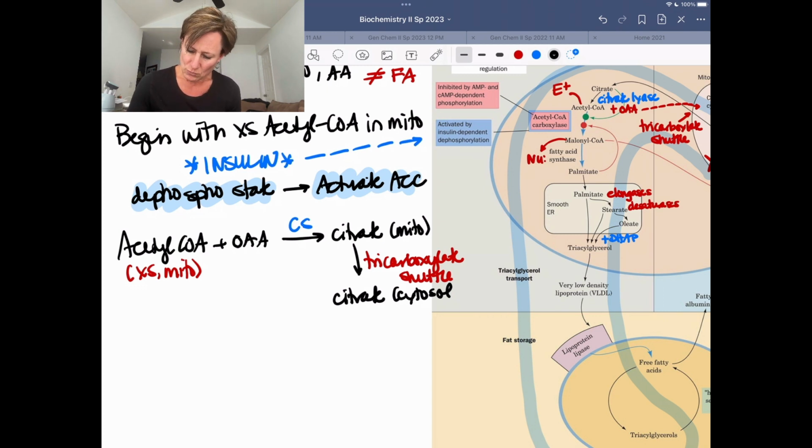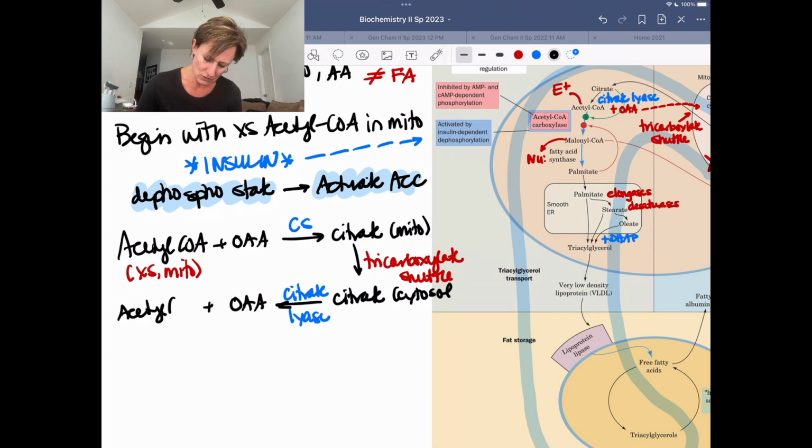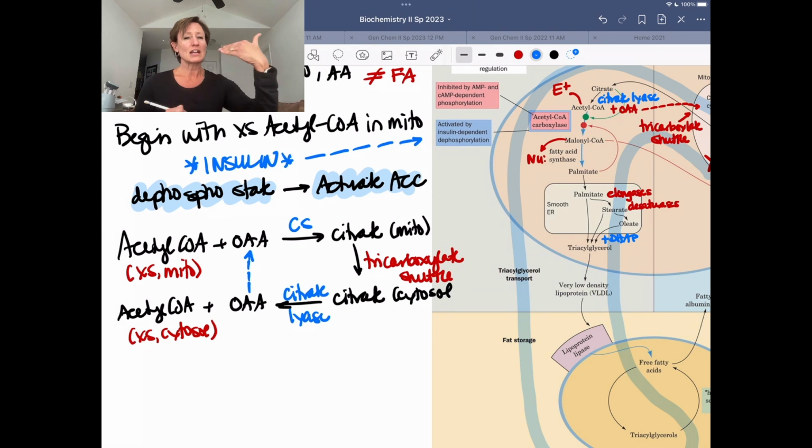Okay? And then we're going to have citrate lyase making it back into oxaloacetate, and then now acetyl-CoA, still in excess, but now in the cytosol. Putting this last piece together, that oxaloacetate that's now in the cytosol can return to the mitochondrion using the malate shuttle.